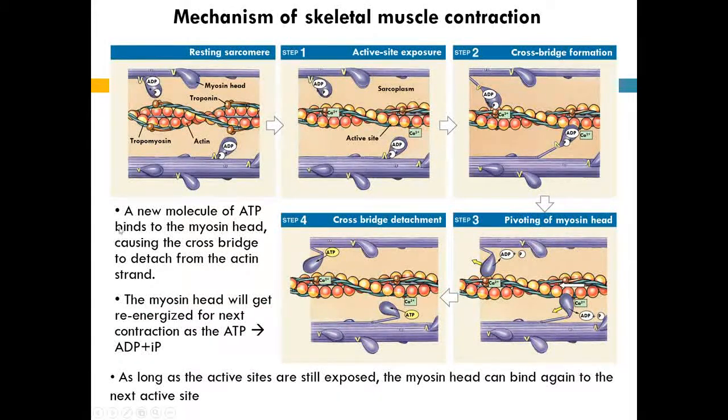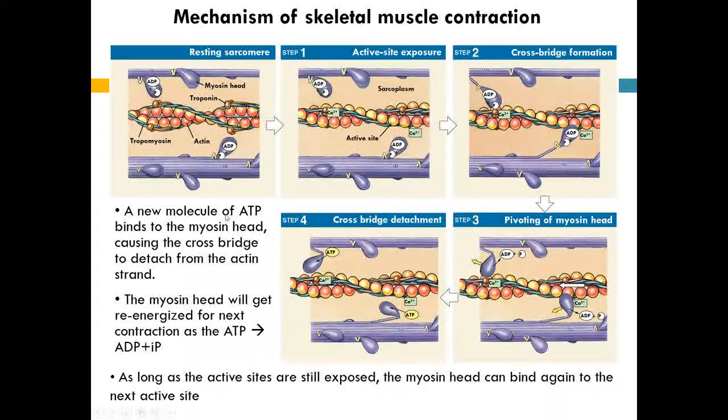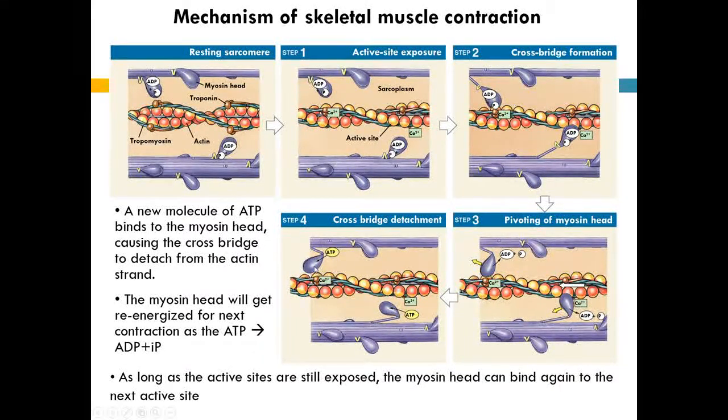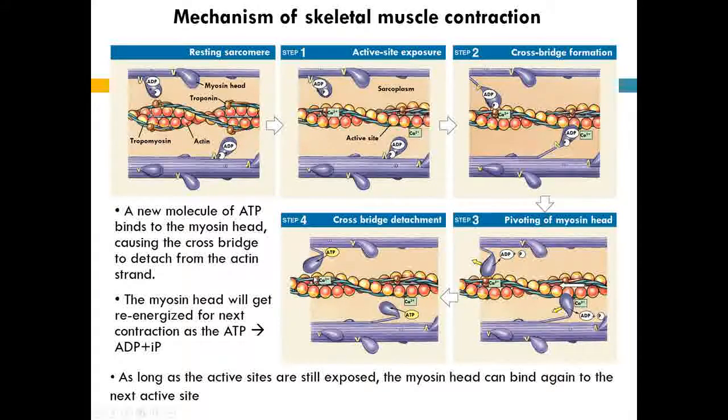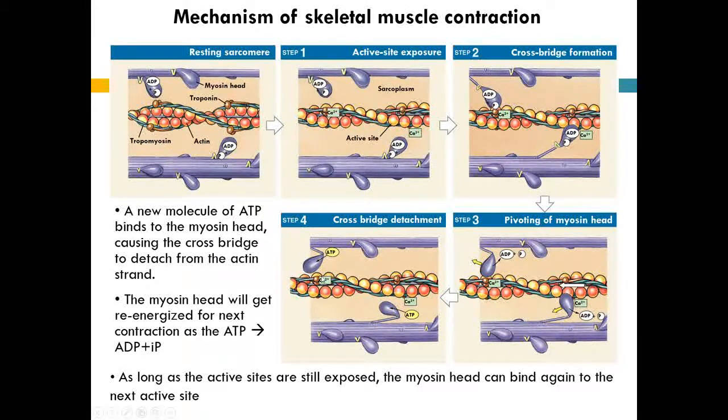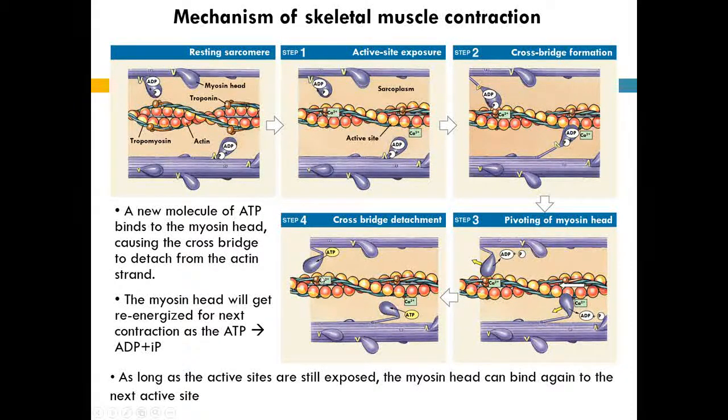A new molecule of ATP binds with the myosin head, causing the cross bridge to detach from the actin strand. This means that when a single traction is done, a new ATP should come to the head of the myosin filament to detach it from the previous active site of the actin filaments. That means the myosin head is using ATP not only to pull the actin filaments but also to release from the active site of the actin filaments by the use of another ATP.